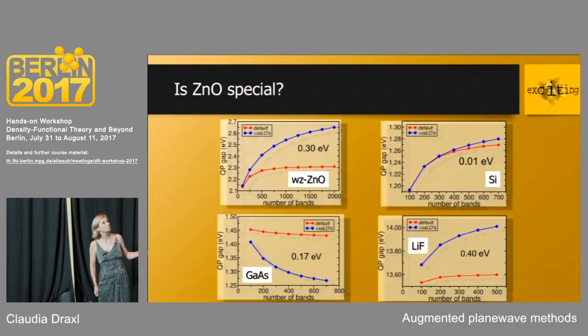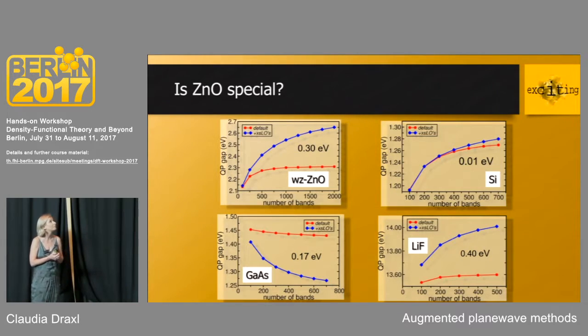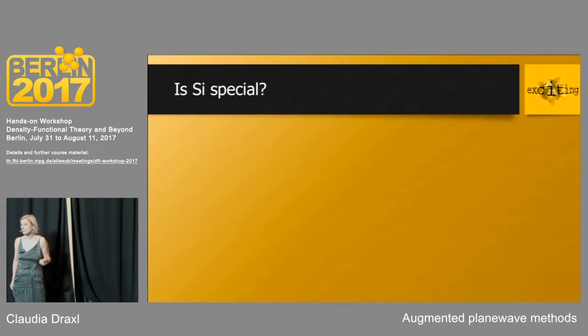And then silicon, 0.01. And silicon is typically the guinea pig for everything we're doing, so maybe we didn't care so much about it. So you may ask the question, is silicon special? If zinc oxide is not special, silicon will be special.